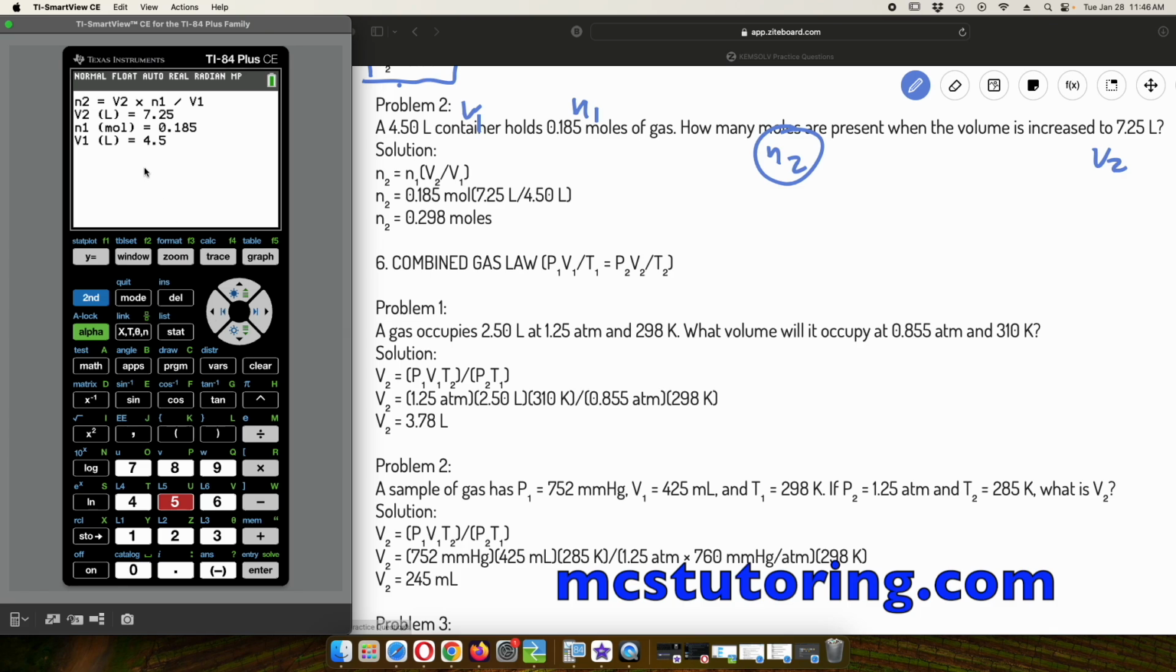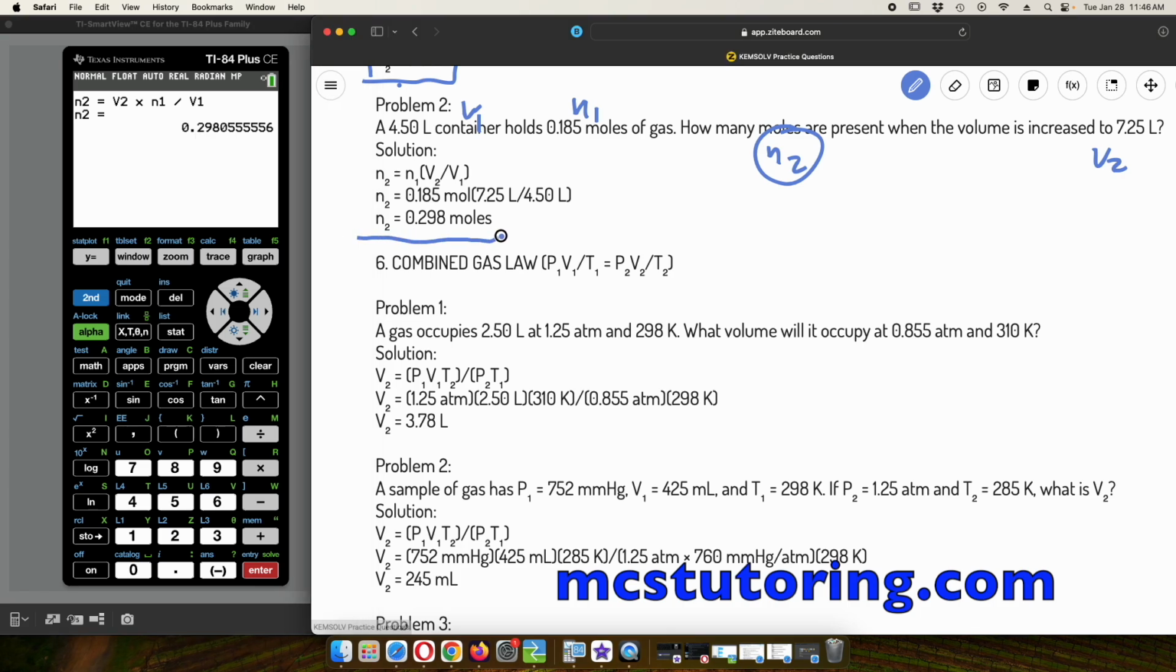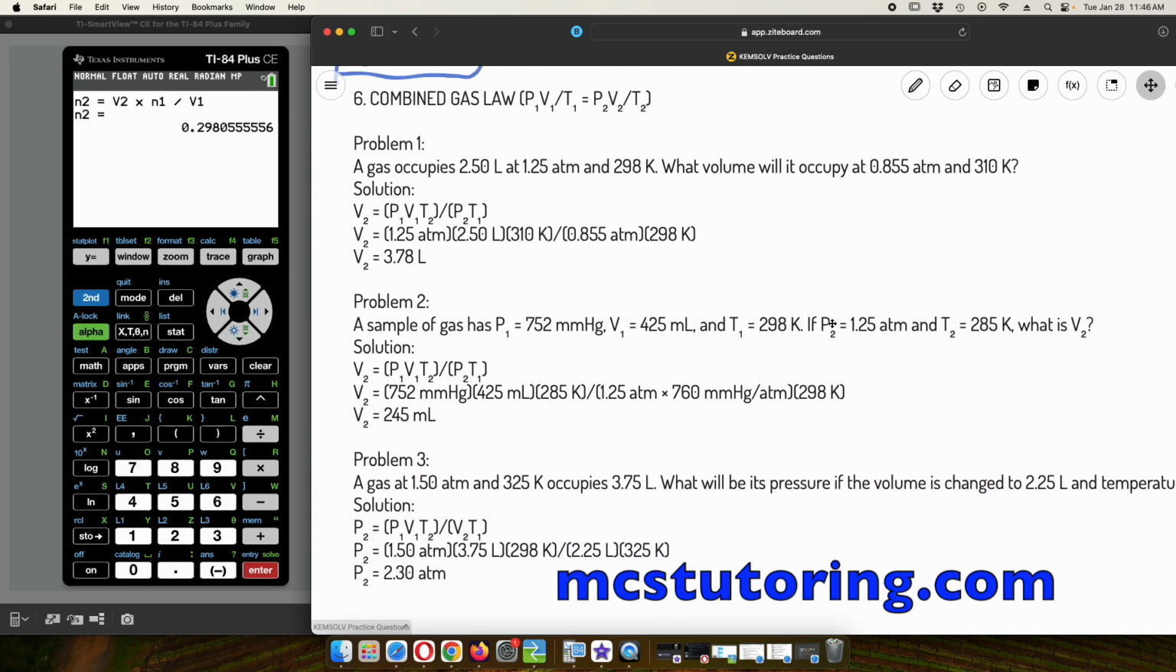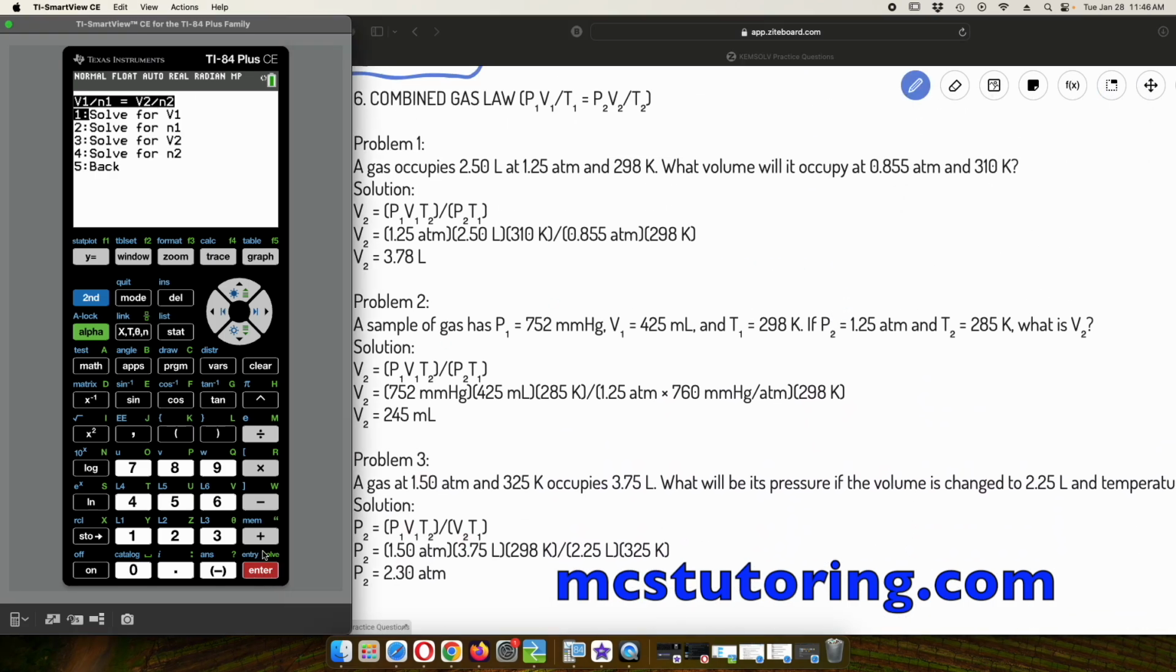Okay, in any case, V1, 4.5. We go on. We got 0.298 moles. That's great. Boom. Okay, good. Then we're going to go to combined gas law. I think that's, yes, combined gas law is the last law we have. Thank goodness, we're almost finished with all this. So we're going to go back. Combined gas law is the last one.